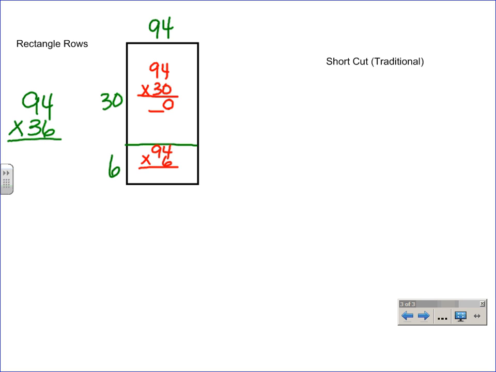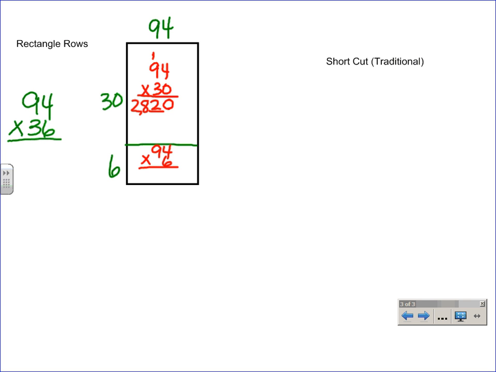So I'm going to say 3 tens times 4. And what I'm going to end up with is 12 tens. That 1 is going to carry to the tens place. Now I'm going to multiply 3 times 9, which is 27, and I'm going to add that other 10 on top, so I have 28. All right, so now I have 2,820.